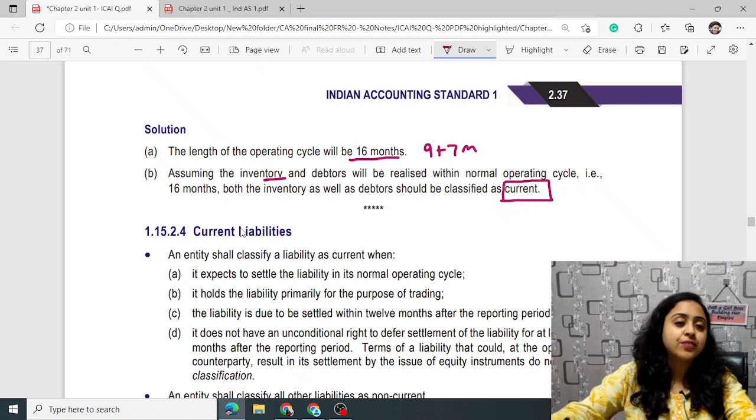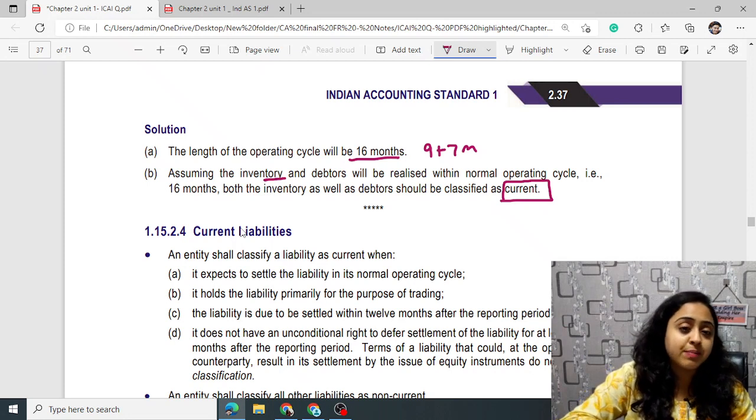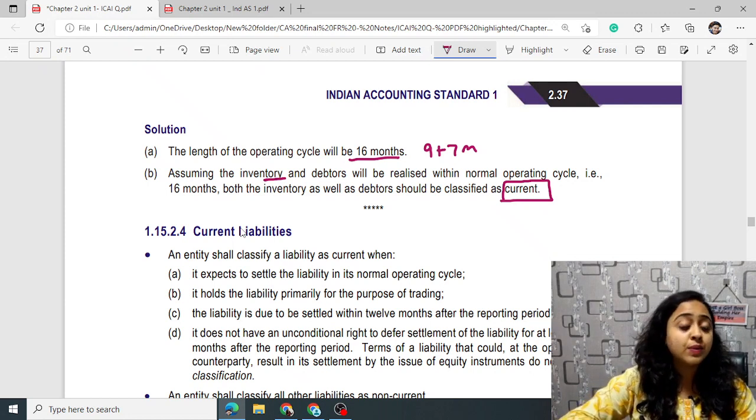Please let me know in case of doubt. Are you very clear? Because when we are making financial statements, you have to clearly see whether a particular asset should be classified as current or non-current. And even this will help you while doing the transition from AS to Ind AS.